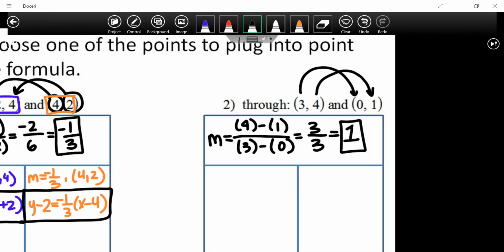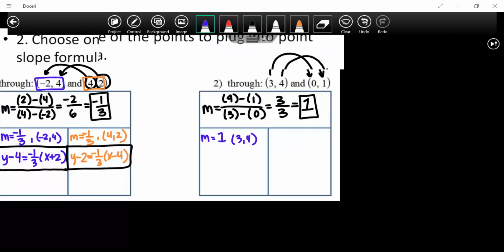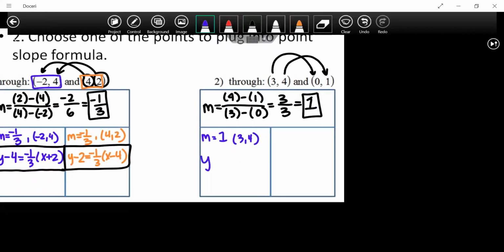Okay. My equation, m is equal to 1. My point that I'm going to use is 3, 4. What's my equation for it? y minus 4. Beautiful.